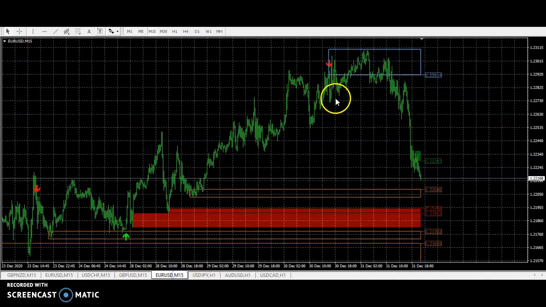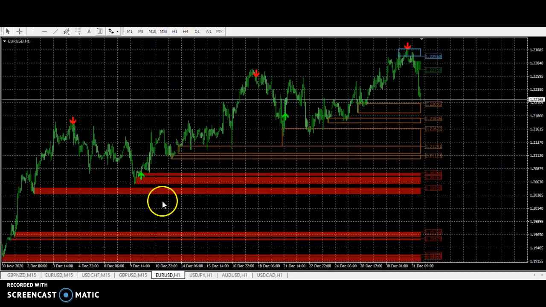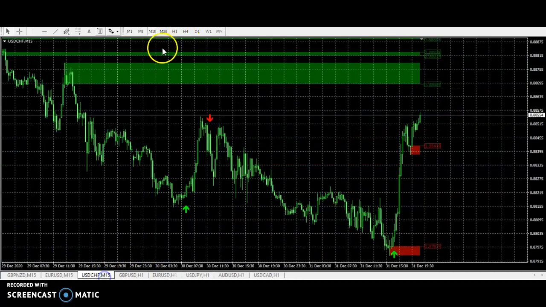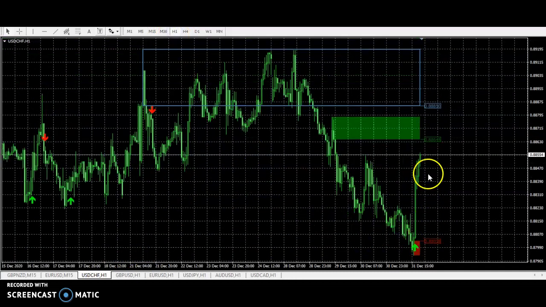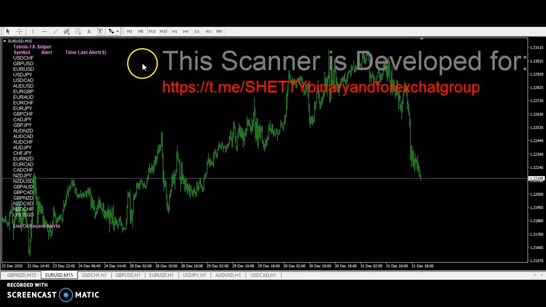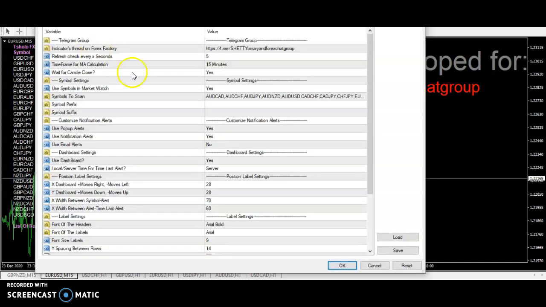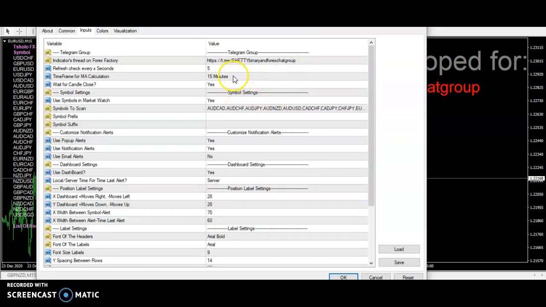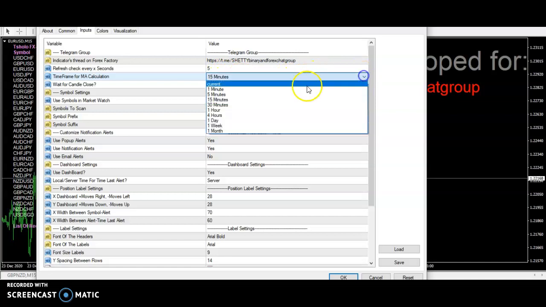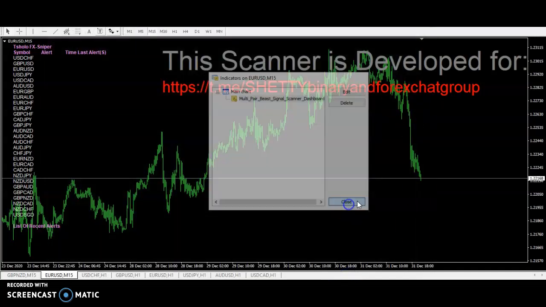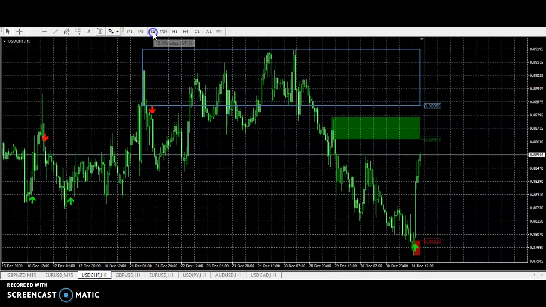See here, this one also H1. See here H1. I will show you the input of this one. M15, you have to keep it M15, or as per your choice you can keep it 1 minute, 5 minute, daily, anything, but I prefer M15 for smaller pips. And my strategy is to get 5-10 pips.